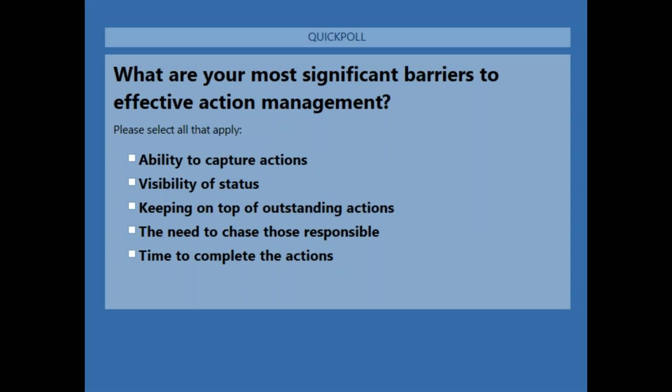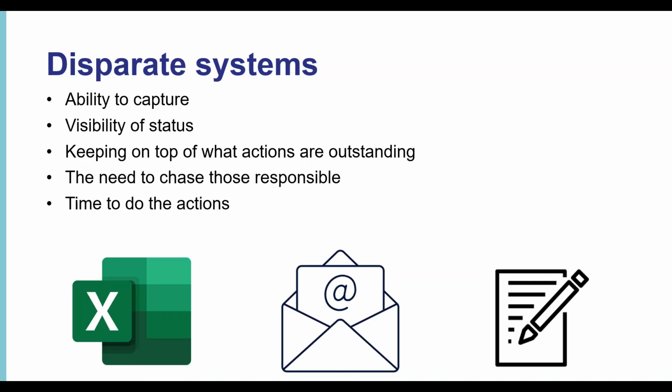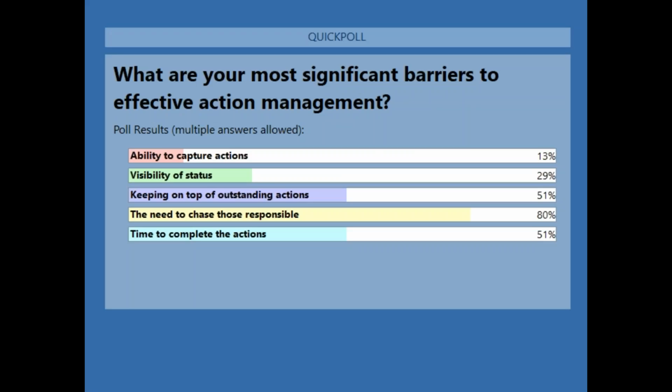Right, great stuff. Thanks. So let's see what the results look like. So, Julian, way out in front with 80% is the need to chase those responsible. Then the next ones, with 51% each, are keeping on top of outstanding actions and the time to complete the actions. And then there's visibility of status with 29%, and the least significant barrier is the ability to capture actions with just 13%. Is that the kind of spread you'd expect?